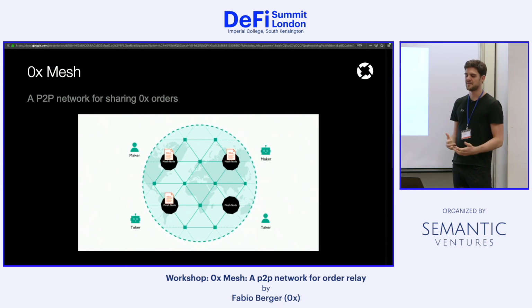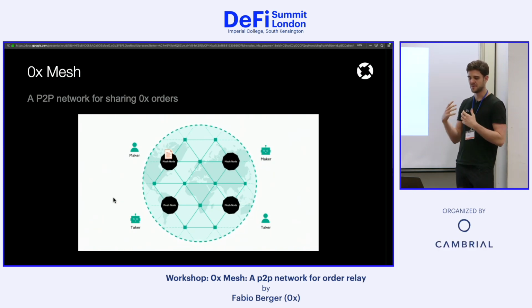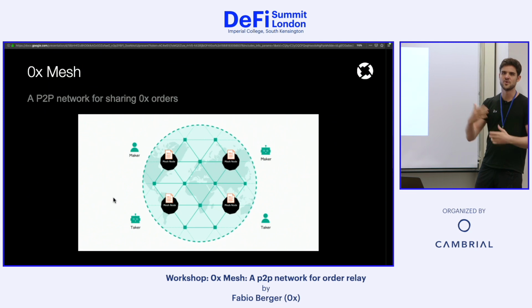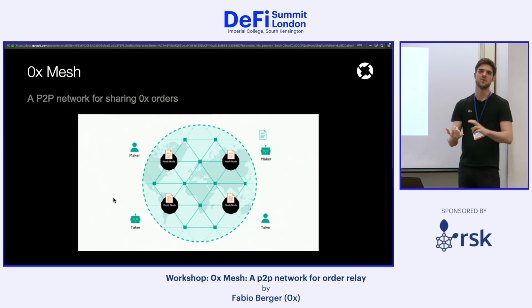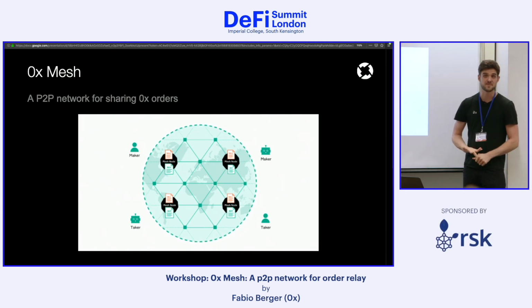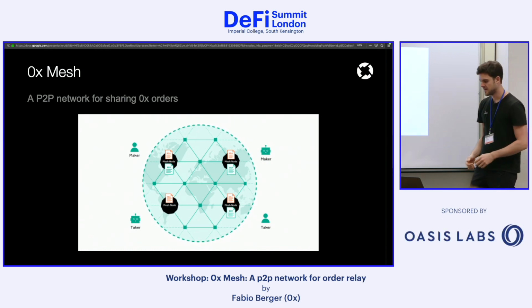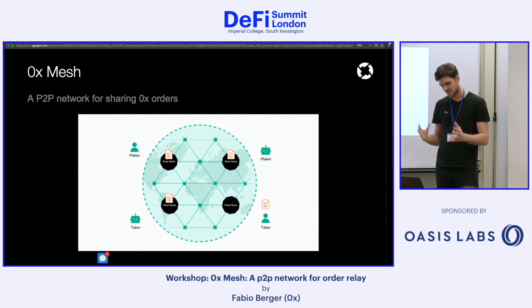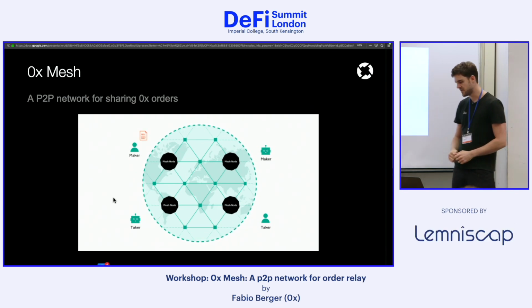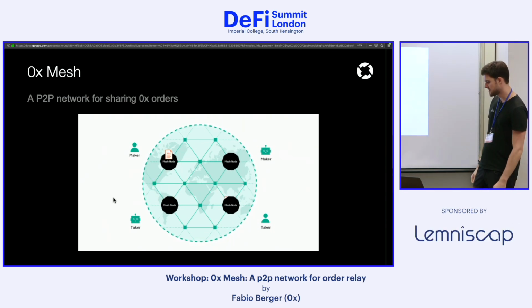There are obviously other differences with BitTorrent. The content is not static. Orders become invalid. If an order gets filled, canceled, or expires, you have to remove it from the order book and no longer propagate it. And so, that's why we use more of this gossip style network, but the analogy still holds.